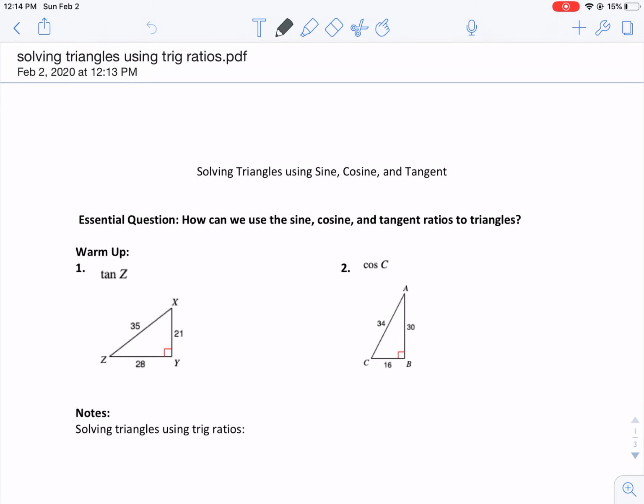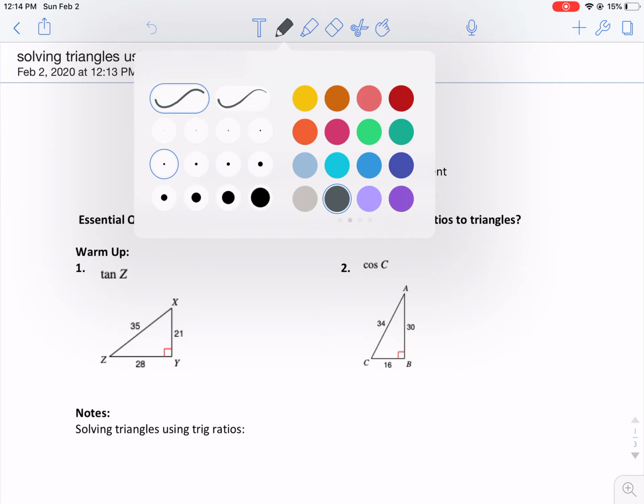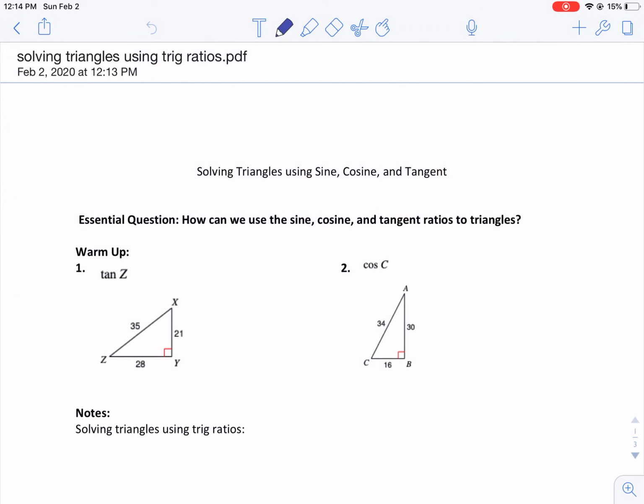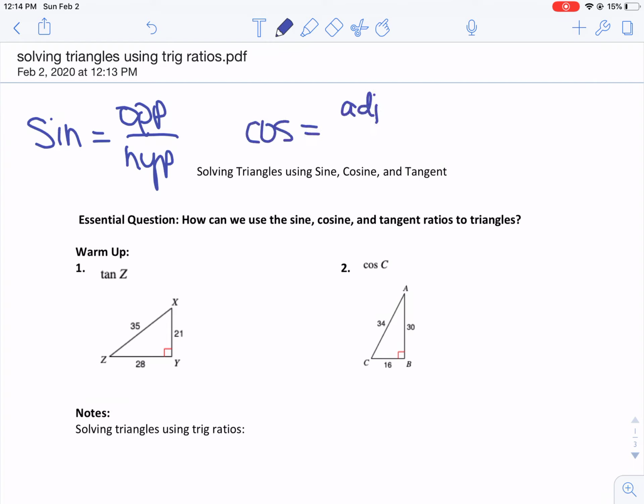Okay, guys, so we're going to do solving triangles using sine, cosine, and tangent. On Friday, we looked at what sine, cosine, and tangent were. If you remember, sine is our opposite side over our hypotenuse. Our cosine is the adjacent over the hypotenuse. And tangent is opposite over adjacent.